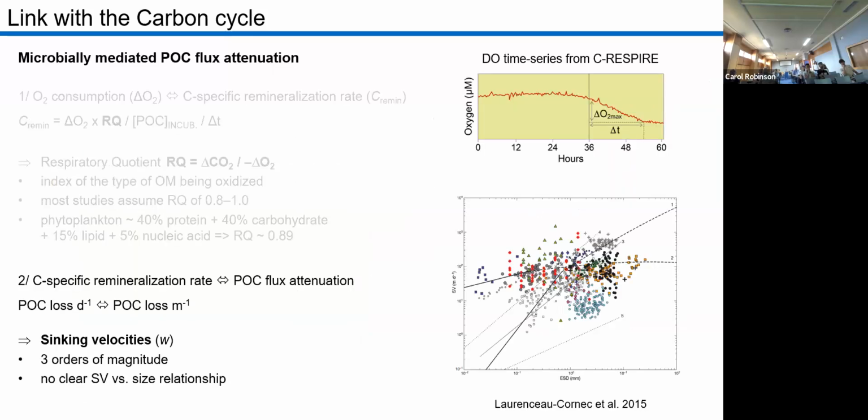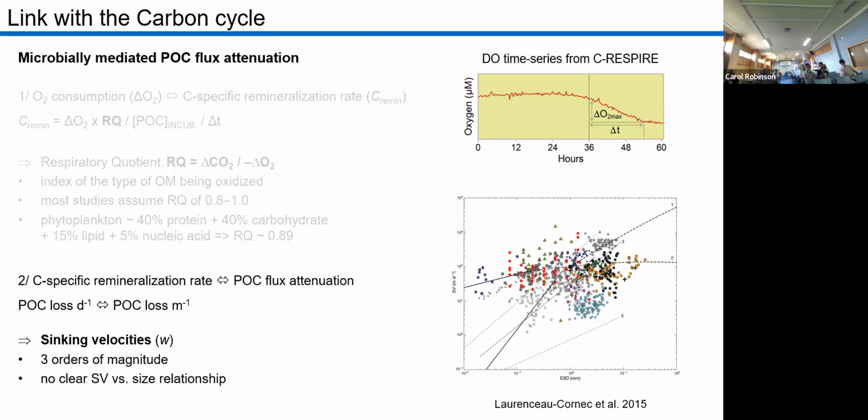The second step to estimate this microbial contribution to the POC flux attenuation is to convert this carbon-specific remineralization rate measured in situ to a flux attenuation. In other words, you need to convert POC loss per day to POC loss per meter in the water column. So you need sinking velocities. And this is another parameter that is not easy to measure, especially in situ.